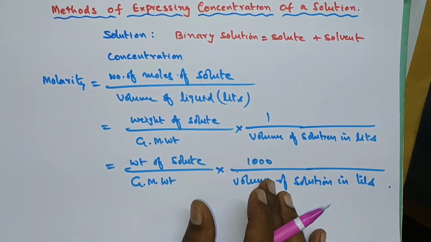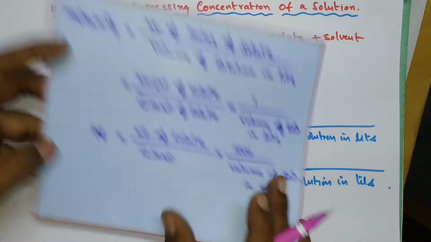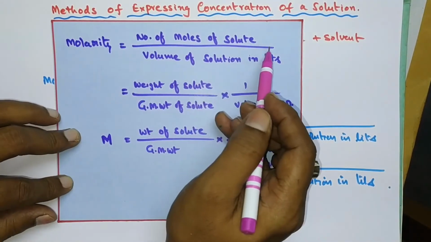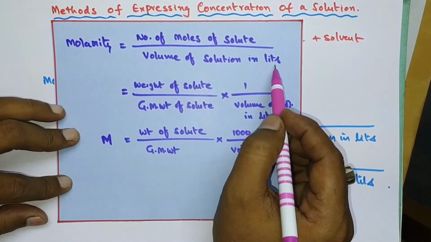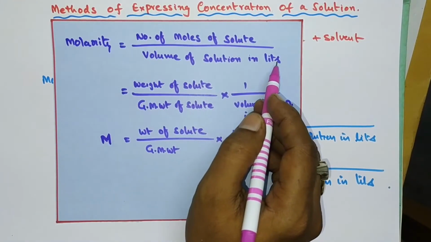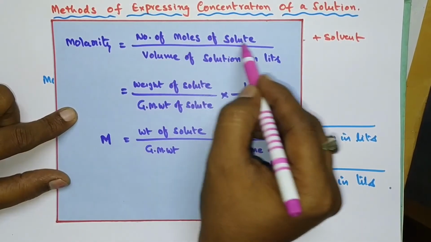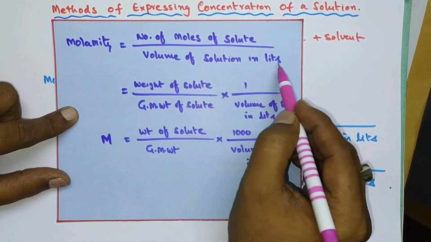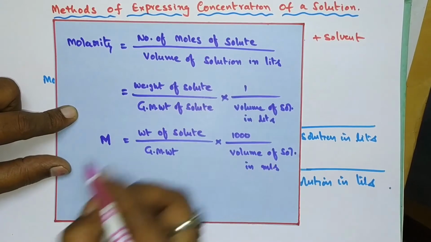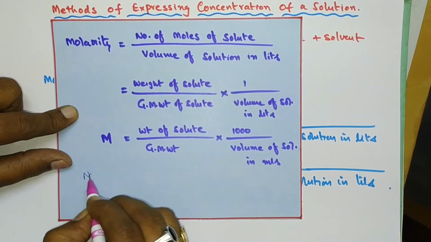The first one is molarity. Molarity can be defined as the number of moles of solute present in 1 liter of solution. So it can be written as the number of moles of solute divided by the volume of solution in liters. Here we know the number of moles of solute.